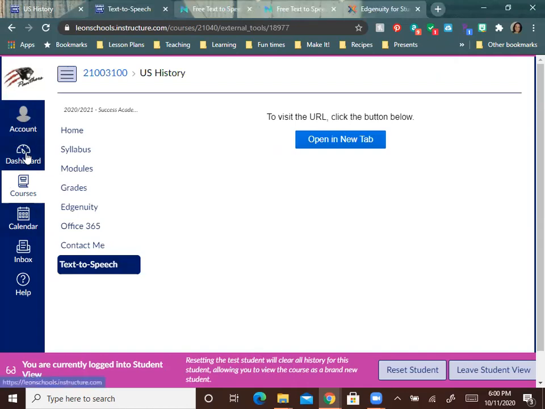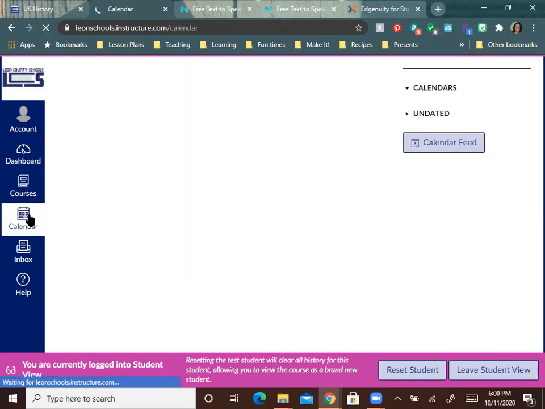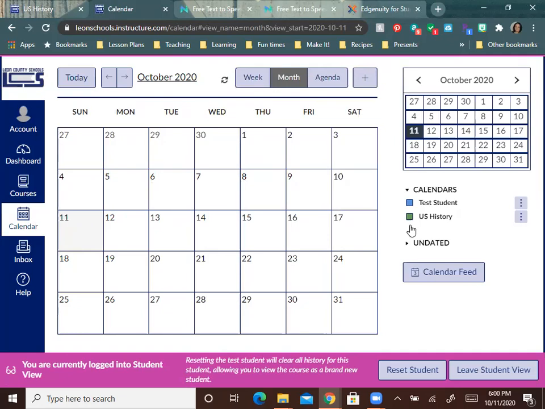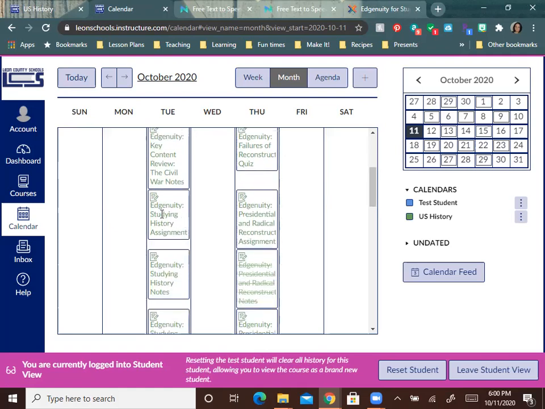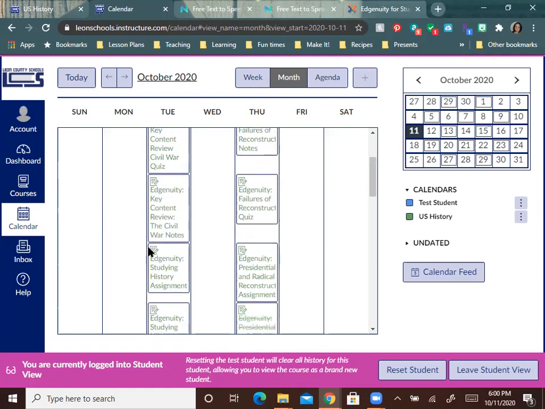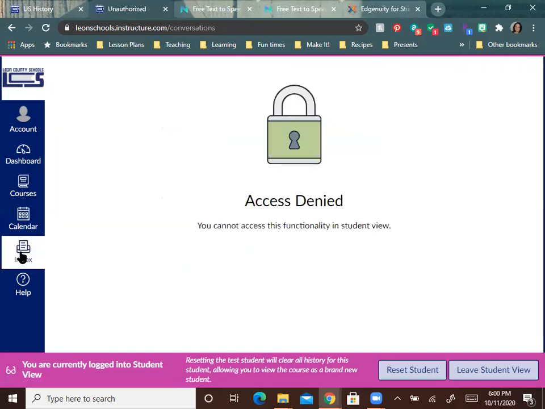Over here, your dashboard shows you all your course titles. Your calendar shows you what assignments are due when. And so this is kind of handy because it'll show all of your classes if your teachers have put a due date on their assignments. And your inbox. Of course, I have access tonight because I'm in the test student.